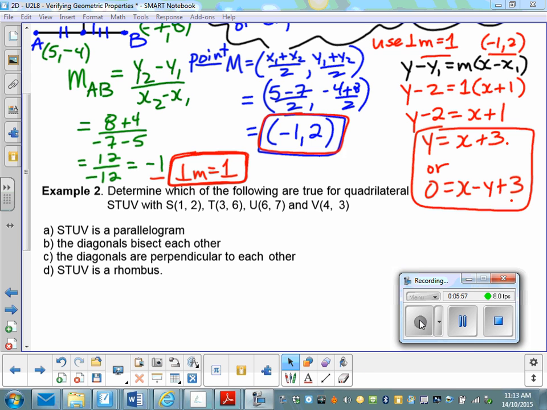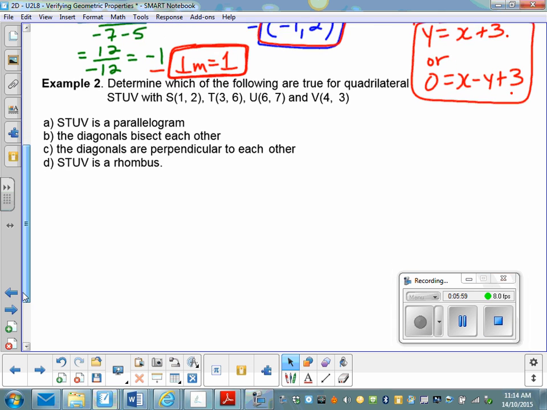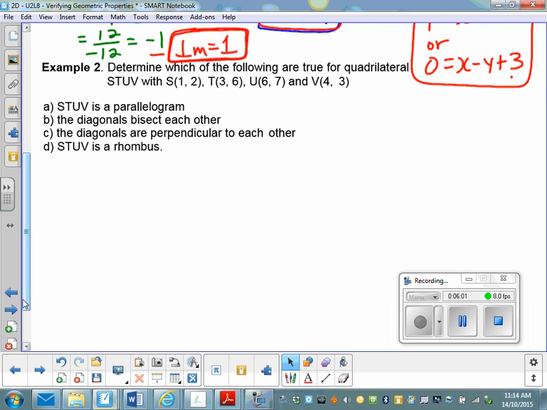All right, so now we're going to look at example 2. It's got a bunch of parts to it. So we're going to start with part A here. So part A, we're trying to prove that STUV is a parallelogram. So I'm going to do the same thing we did before. I'm going to sketch a little picture of this.